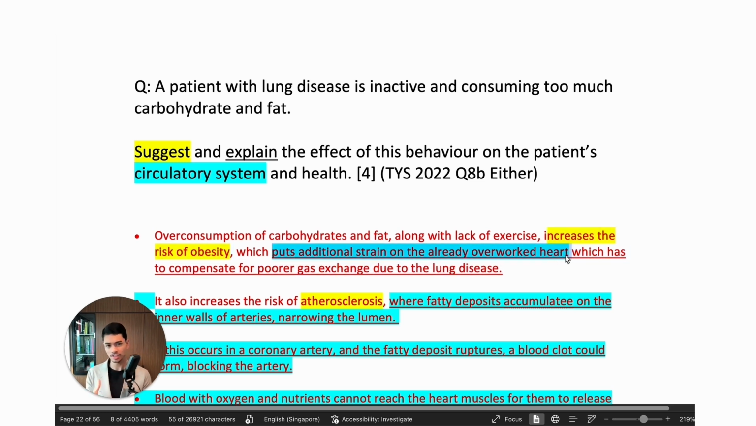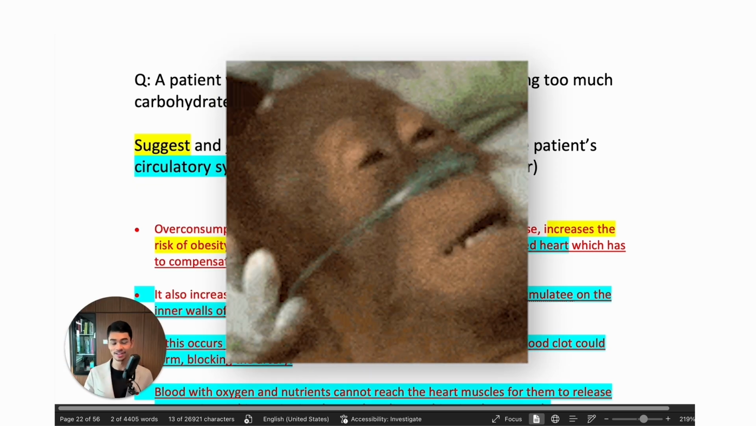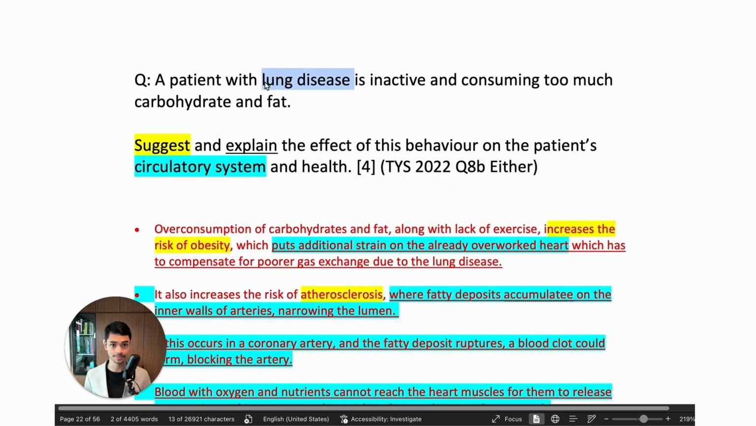So you might be like, we didn't really learn this in syllabus, and yes, you did not. I had to come up with this suggestion, which has to compensate for poorer gas exchange due to the lung disease. So they really say got lung disease, right? So what is lung disease? Well, example emphysema, example chronic bronchitis. So all these kinds of lung diseases, do they make it harder to breathe or easier to breathe? Harder to breathe, right? So do you think you can get as much oxygen? No. So how will the body compensate? Breathe faster, pump the blood faster around the body. So the heart is being overworked because it is trying to compensate, so it pumps faster than normal. Why? Because the person has lung disease.